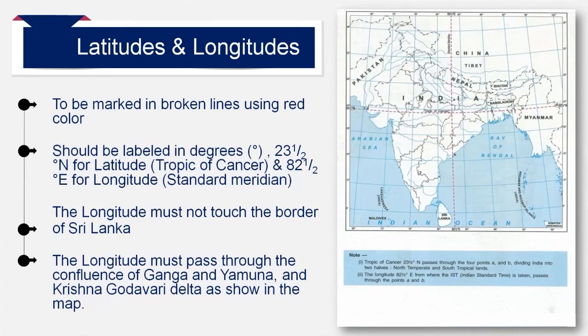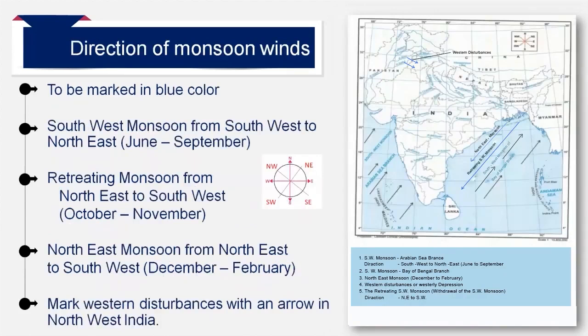Longitude 82.5° east must pass through the confluence of Yamuna and Ganga, Godavari Delta, and near Sri Lanka as shown in the map on the points A, B, and C. Direction of northeast monsoon, retreating monsoon, southwest monsoon Arabian Sea branch, and southwest monsoon Bay of Bengal branch must be marked in blue or black arrows as per their direction. Just 2 arrows for each is sufficient.